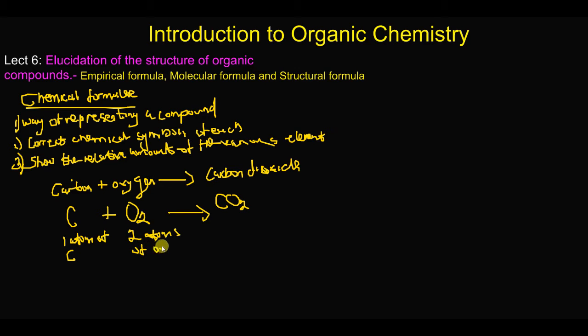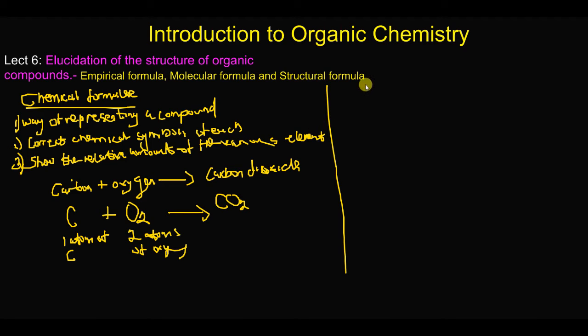Of oxygen, we have two atoms of oxygen. Now these numbers show the relative quantities of each element combined within a compound. So that is what we talk about as chemical formula. A chemical formula is an expression in terms of symbols, showing the relative amount of each element combined within the compound. So that's what we call chemical formulas.